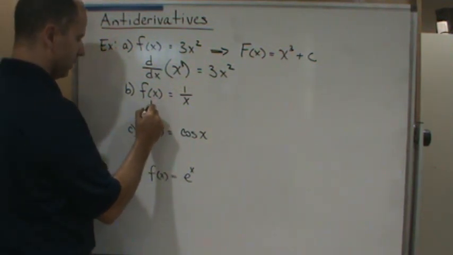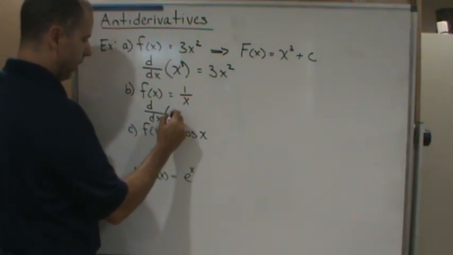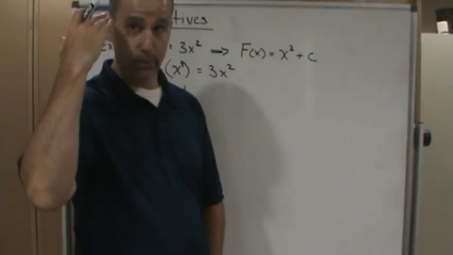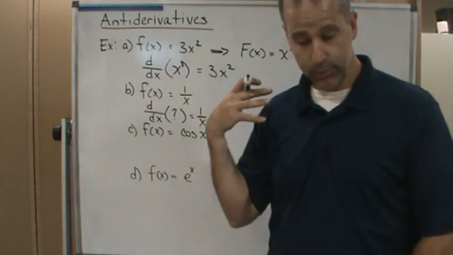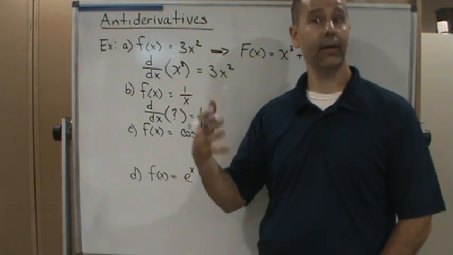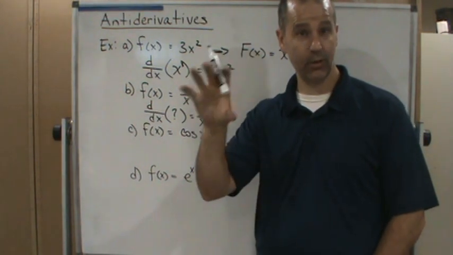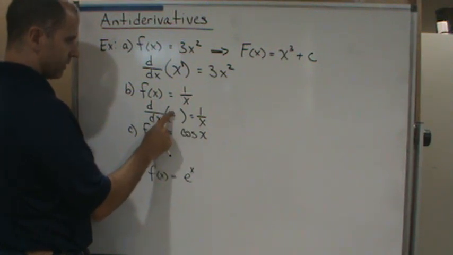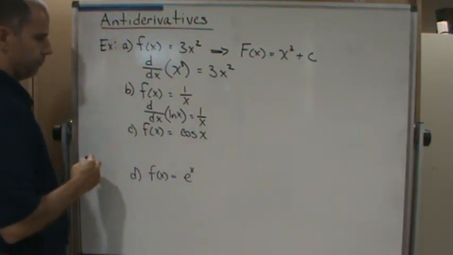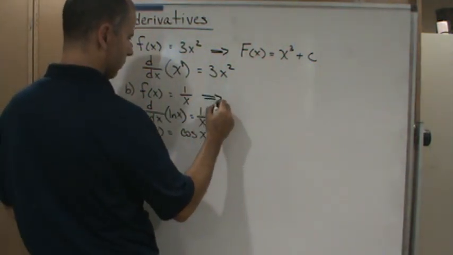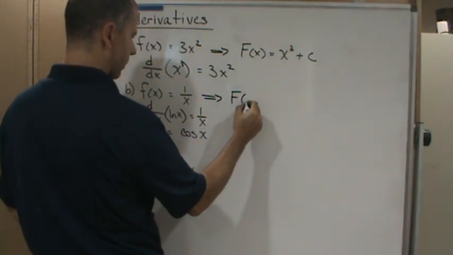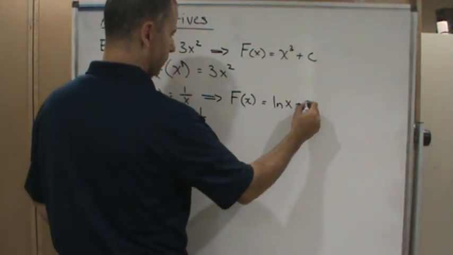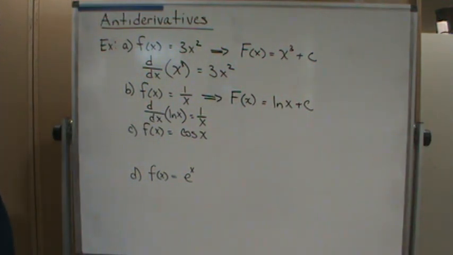Okay, now let's do the same thing. Let's say d dx of what equals 1 over x. Now you have to kind of remember in your repertoire of derivatives that you've done, you should recognize what you need to take the derivative of to get the given result. So here, ask yourself, derivative of what function gives us 1 over x? Well, that's going to be the natural log of x. Okay, so that means that the antiderivative is equal to the natural log of x plus the constant c. Okay, are you getting that?